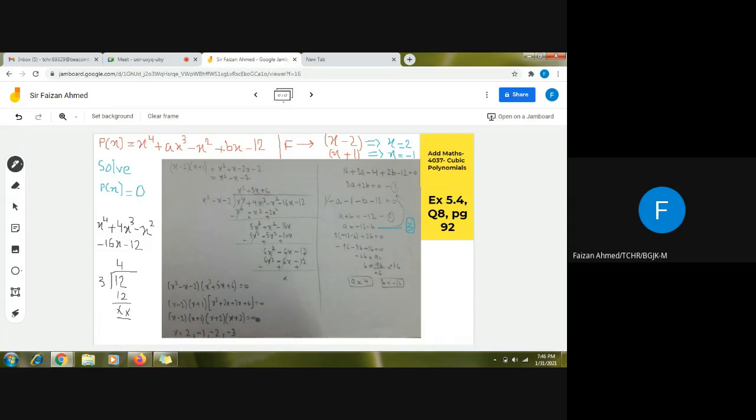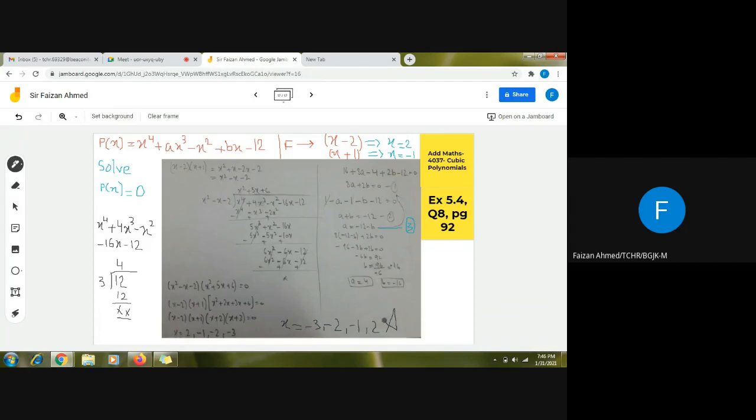Since they are equal to 0, I will equate them one by one to 0 to get the values of x. When I put x minus 2 equals 0, the value of x will be 2. When I put x plus 1 equals 0, the value of x will be minus 1. And when I put x plus 2 equals 0, I will get minus 2, and x plus 3 equals 0 gives x equals minus 3. So the four values of x are minus 3, minus 2, minus 1, and 2 if I arrange them.